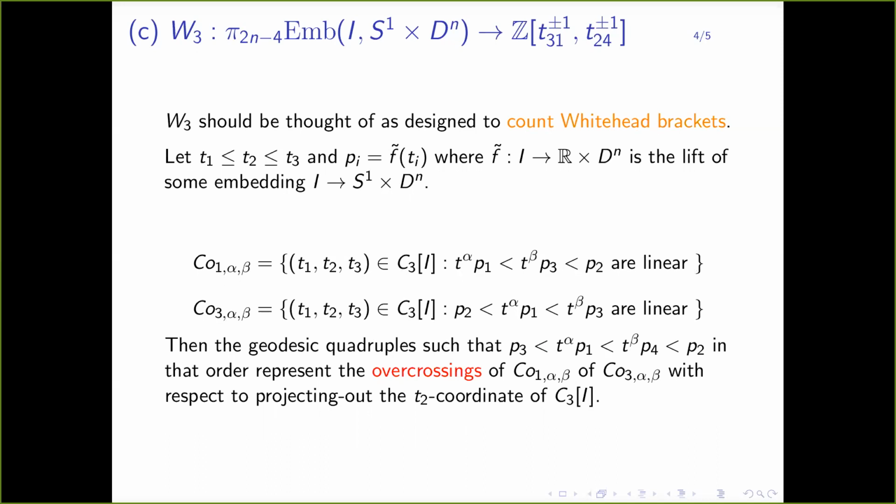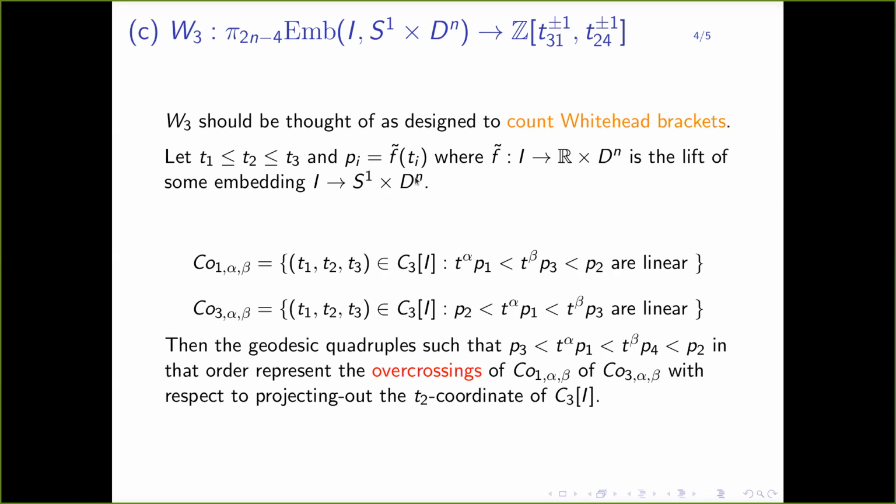I could maybe even switch. Well, I won't fix that right now, but I'll fix it at the end of my talk, I guess. So these triples, if you think about it, they do detect elements of the pi n homotopy group of configurations of 3 points in S1 cross Dn.